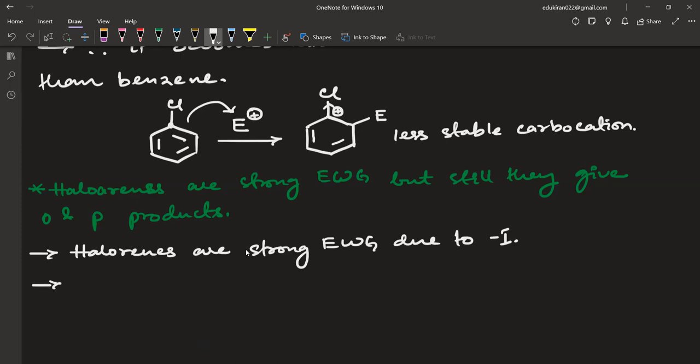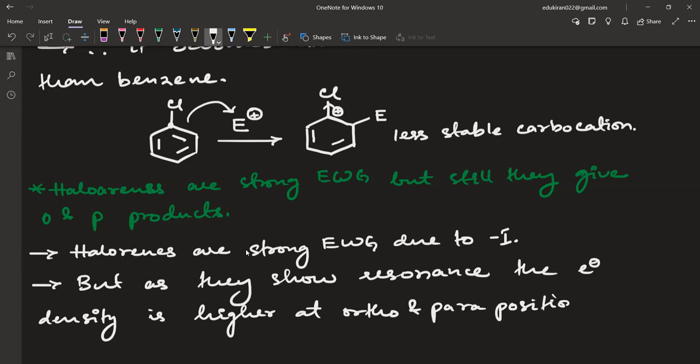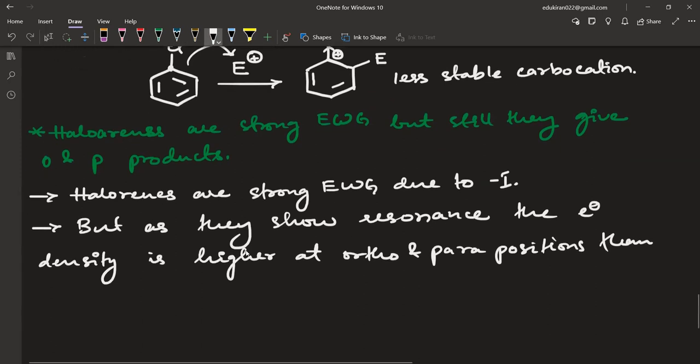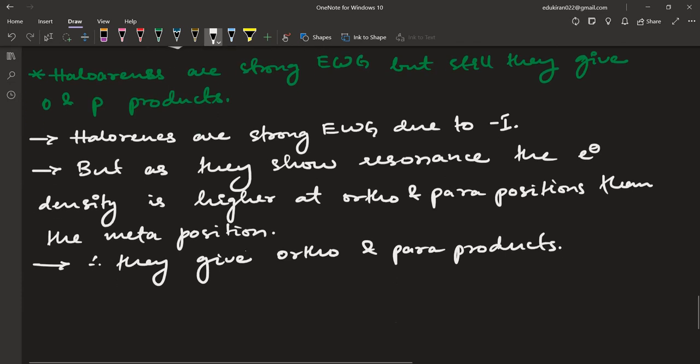But you will write, as they show resonance, the electron density is higher at ortho and para position than the meta position. Therefore they give ortho and para products. Right? Last sentence, which is very important.